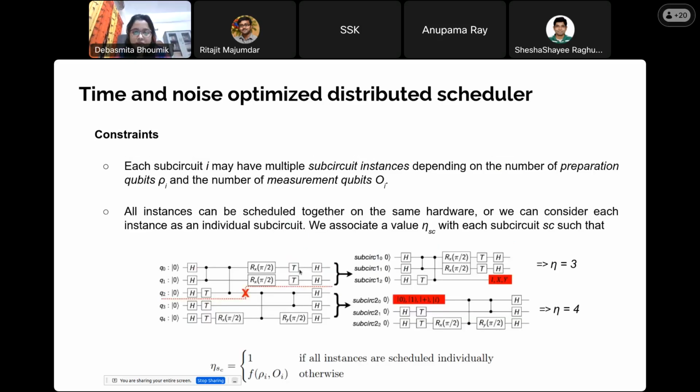For the second constraint, let us remember what we have seen during circuit cutting, that each subcircuit may have multiple subcircuit instances depending on the number of preparation qubits and the number of measurement qubits, because we have to do multiple preparations and multiple measurements for one cutting. Now all these instances can be scheduled together on the same hardware, or we can also schedule them as individual circuits to different hardware, and we associate a value eta with each subcircuit such that eta will be 1 if all are scheduled individually, and eta will depend on the number of preparation qubits and measurement qubits if they are scheduled in the same hardware, not individually.